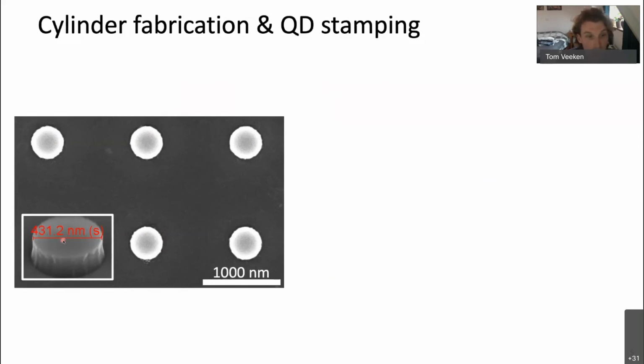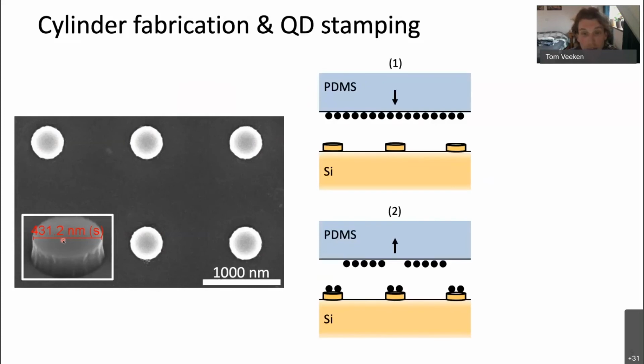So with these cylinders, we can take the next step, which is printing quantum dots on top of them. We developed a soft stamping method where we use a PDMS stamp that is siliconized to decrease the adhesion of quantum dots. Then we spin coat about a monolayer of these quantum dots on its surface and turn it around to press it down on the nanostructured silicon.